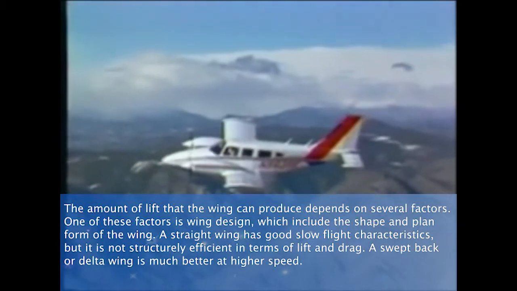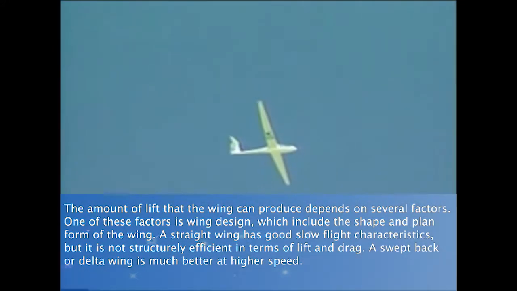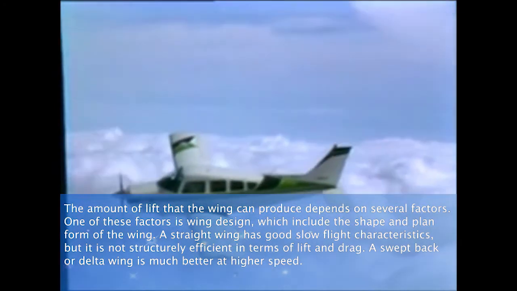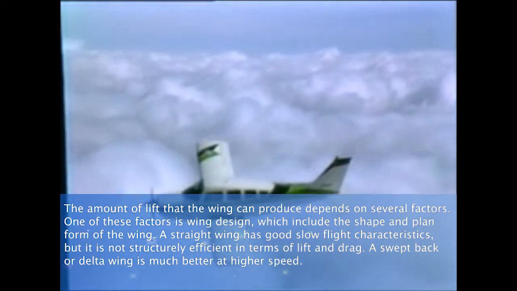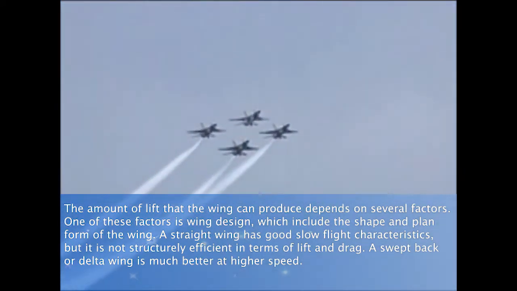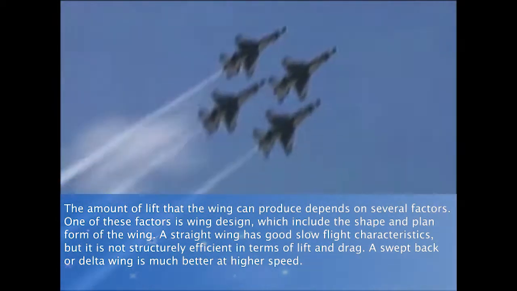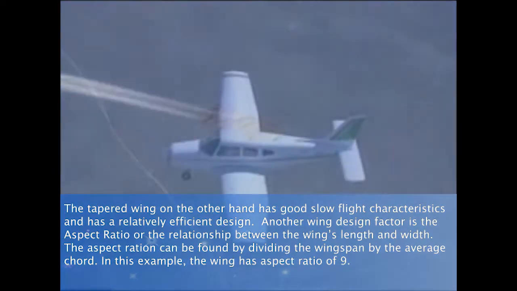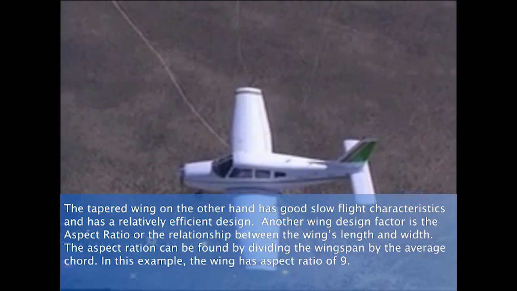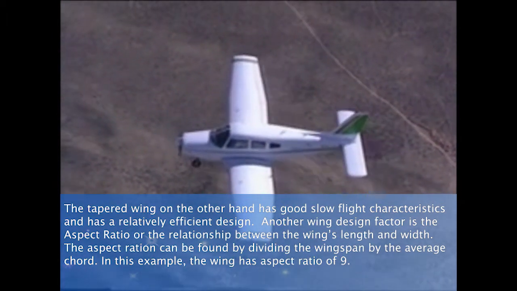The amount of lift that a wing can produce depends on several factors. One of these factors is wing design, which includes the shape or plan form of the wing. A straight wing has good slow flight characteristics, but is not structurally efficient in terms of lift and drag. A swept back or delta wing is much better at higher speeds. The tapered wing, on the other hand, has good slow flight characteristics and has a relatively efficient design.